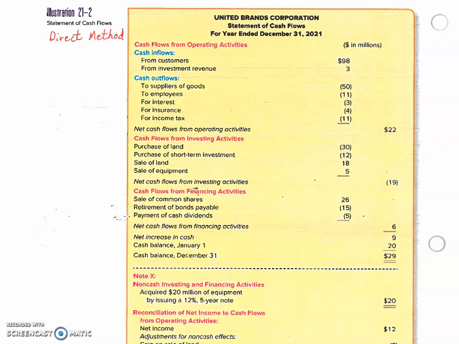Now notice payment of dividends is a financing activity, but payment of interest is an operating activity. The reason is because payment of interest affects income from operations, payment of dividends does not. Payment of dividends is a distribution of net income, not something that's involved in calculating net income.